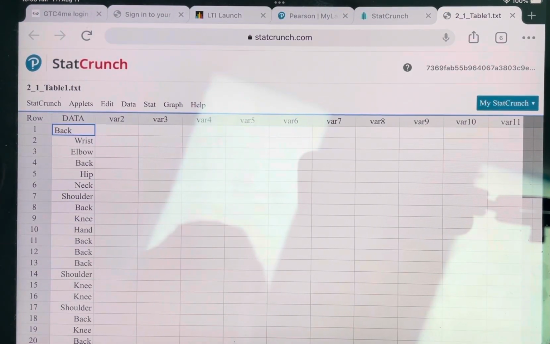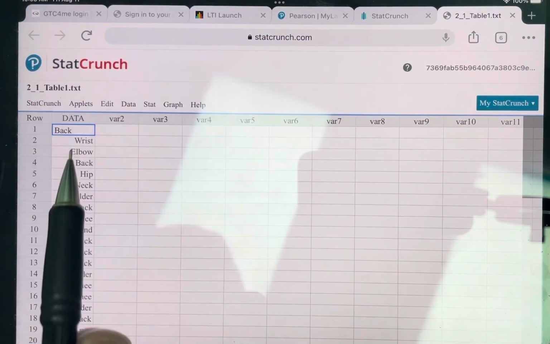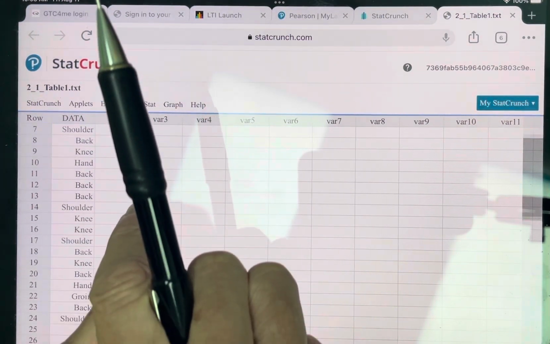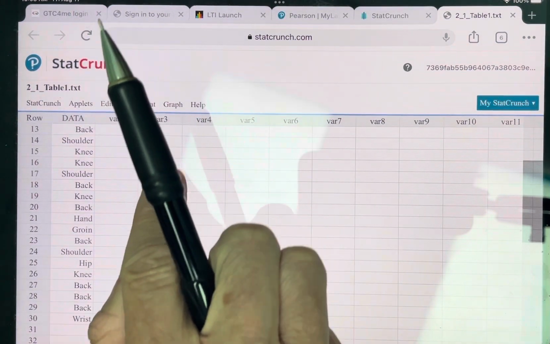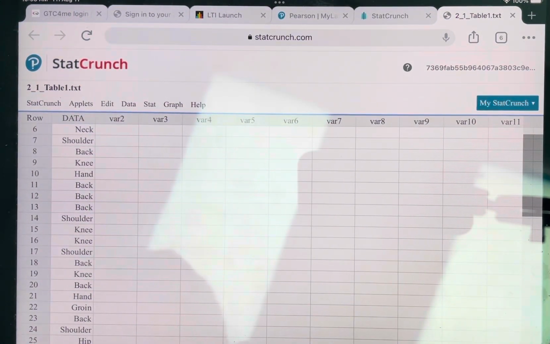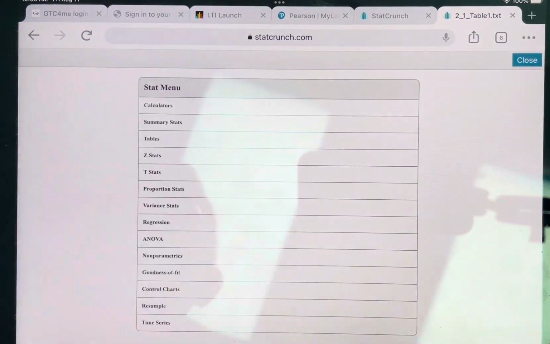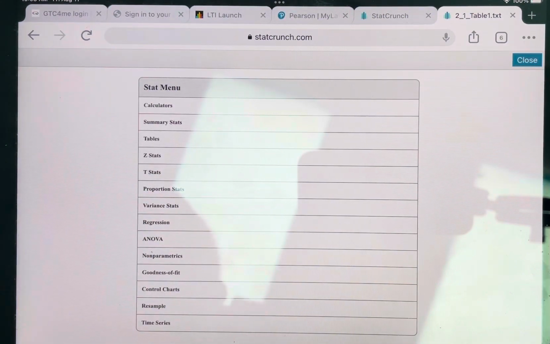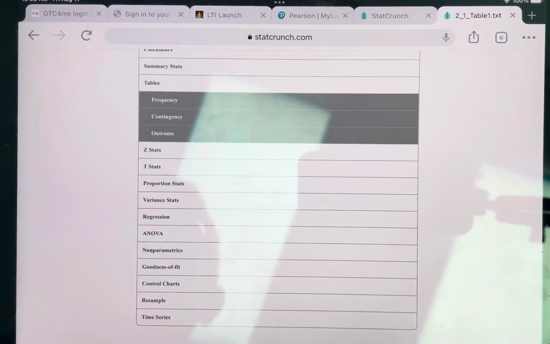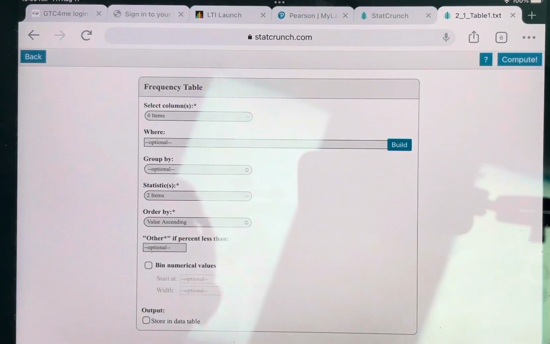It did. So here is all that data. You can see as I scroll down here, there are the 30 pieces of data. And I want to recreate that relative frequency table. So we'll go to Stat. Yours may look a little different, same idea. In the Stat menu, I then go to Tables, and then I'm going to go to Frequency.